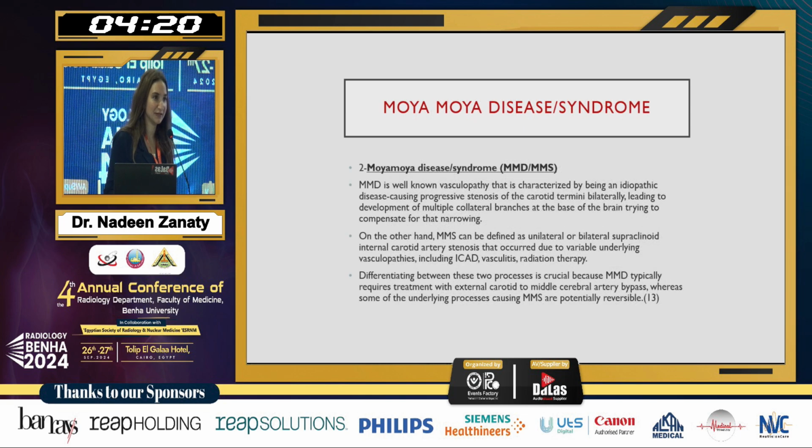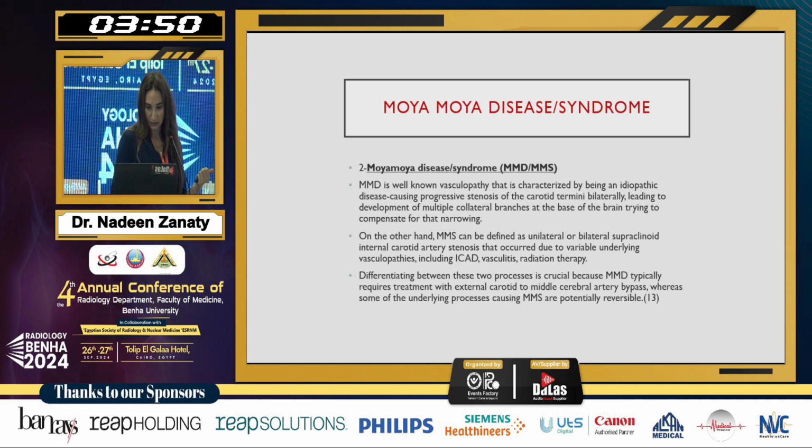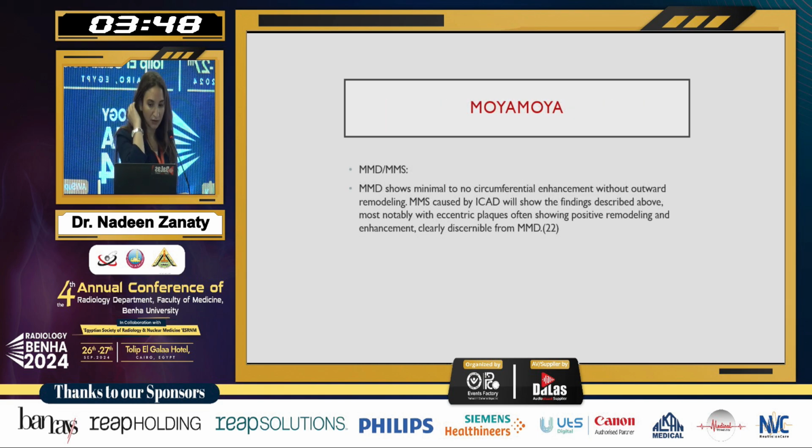Okay, we all know about the moyamoya. It's the stenosis or occlusion of the terminal internal carotid artery and the middle cerebral artery, and actually we have to differentiate between moyamoya disease and syndrome, because moyamoya disease is actually idiopathic. It doesn't have an etiology. So actually what we do is a bypass between the extracranial internal carotid and the MCA, while the other one, the syndrome, has a reason like atherosclerosis or radiation, so it can be treatable.